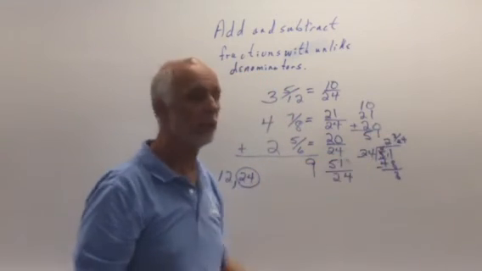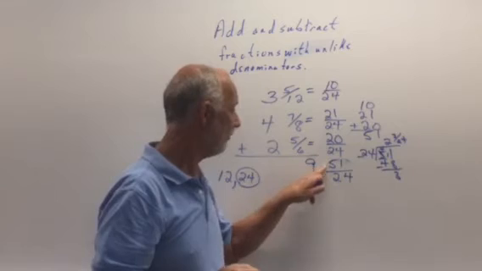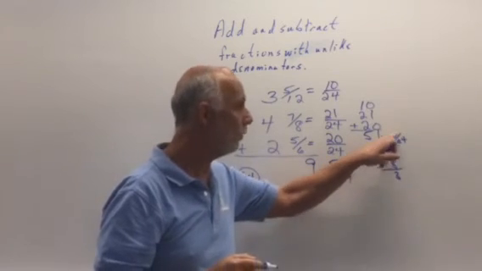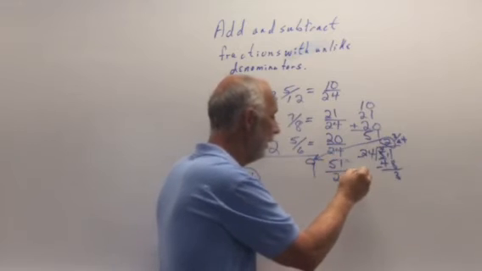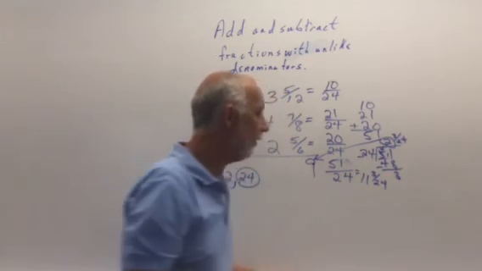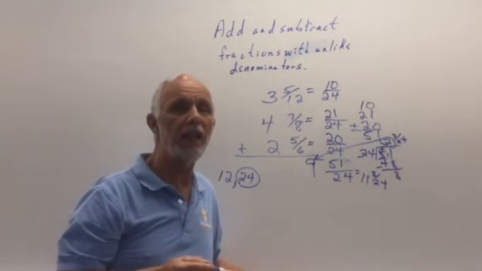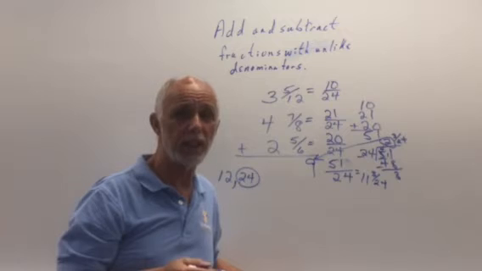So my answer is 2 and 3 24ths, right? No, because 9 and 51 24ths can't equal 2 and 3 24ths. I have to add the 2 to the 9, and I get 11 and 3 24ths. And now you may say, okay, I'm finished. But if you stop at this point, that's really, really sad.